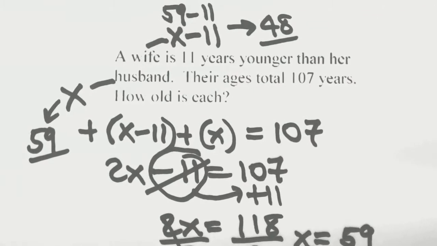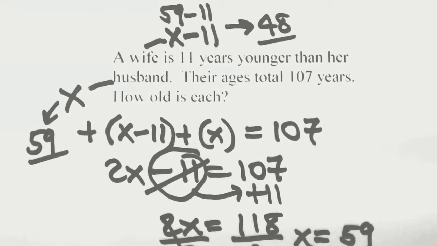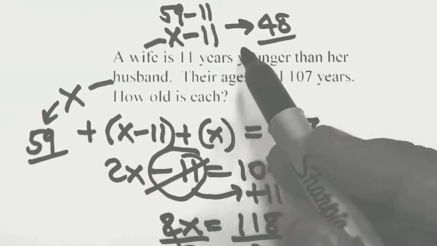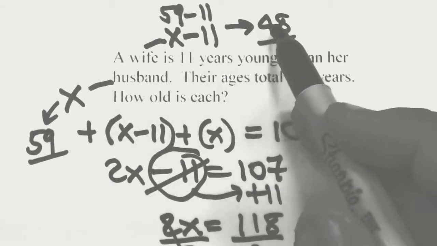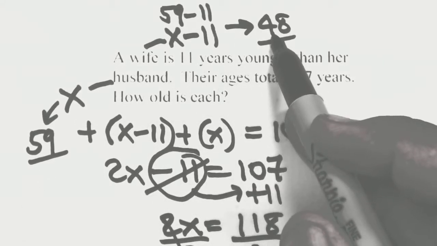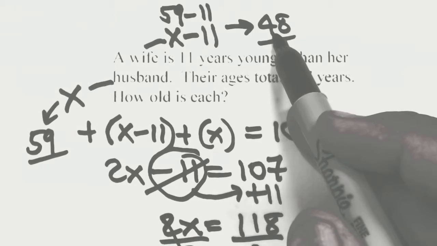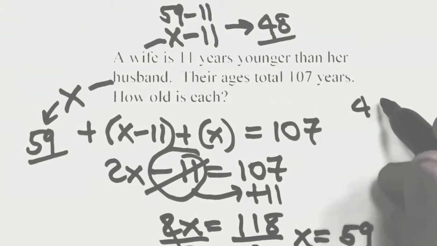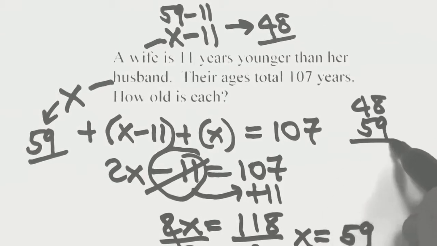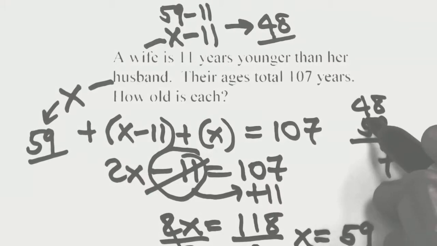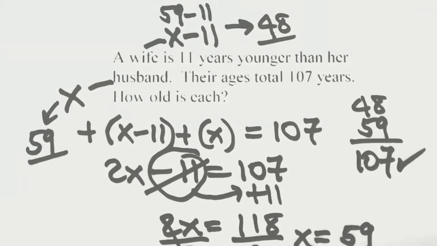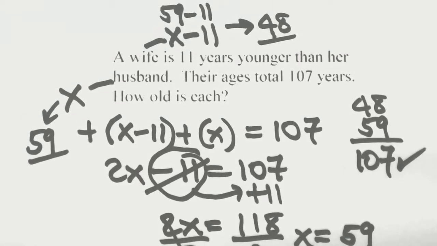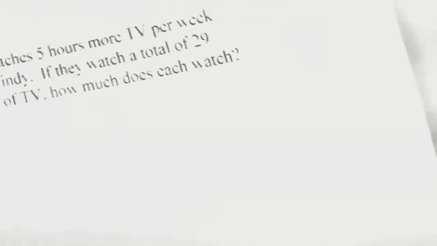Okay, well, let's check and see if these two things fit the words. First, is the wife 11 years younger than the husband? Well, 11 years younger than 59 is 48. And together their ages, if we add them up, 48 plus 59, let's add those and see what we get. 17, 10, 9, and 1 is 10. Yep, we get 107. There we are. Okay, so again, the comparison method allows us to set these up very well.